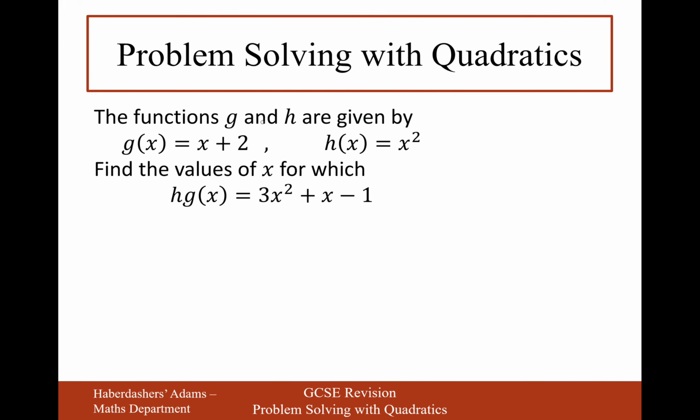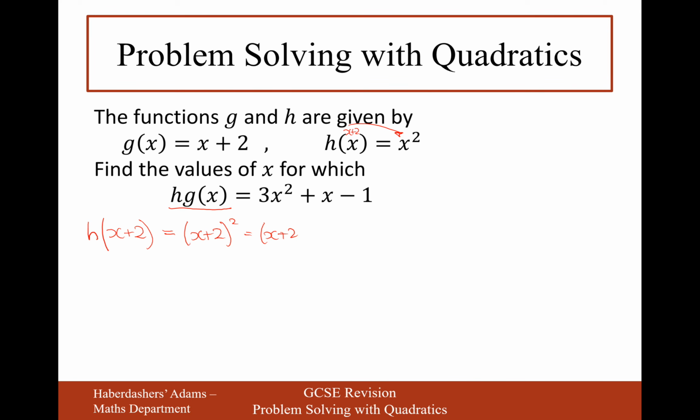Okay, so we have functions g and h, and they're defined by g of x equals x plus 2 and h of x equals x squared. Find the values of x for which hg of x is equal to this expression here. So what I need to do is make the composite function on the left-hand side first. So it's going to be h of the g function. I do the function closest to the brackets first, and then after that I'm going to put x plus 2 into the h function. So instead of x, it's going to now be x plus 2, and that's going to go in where x is. So that's going to look like x plus 2 all squared.